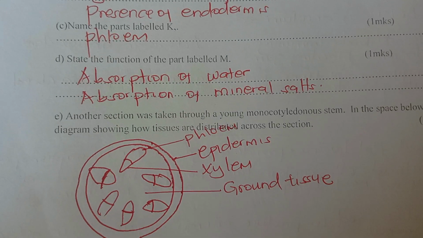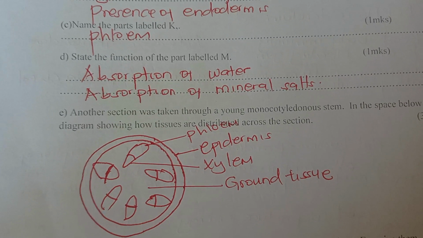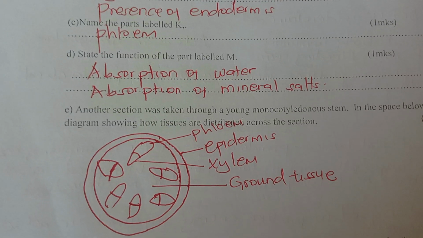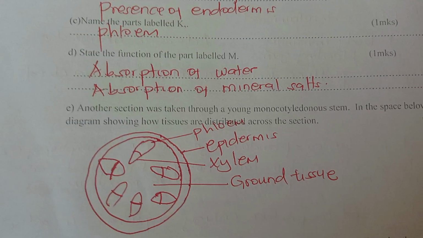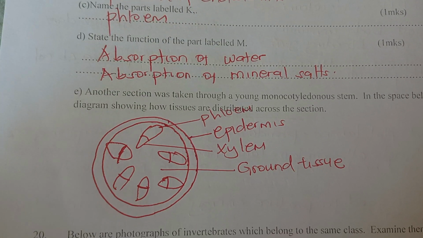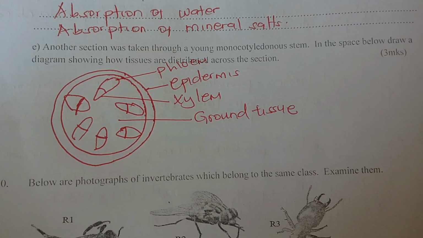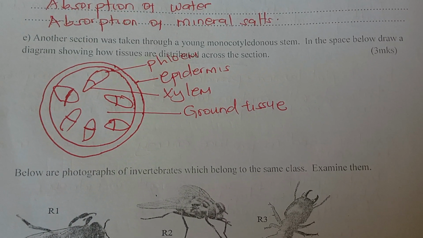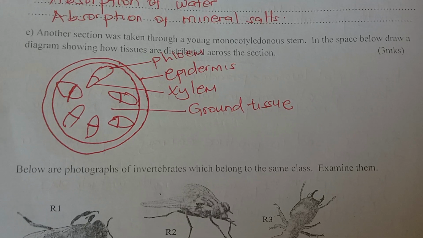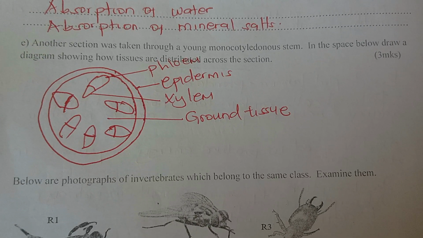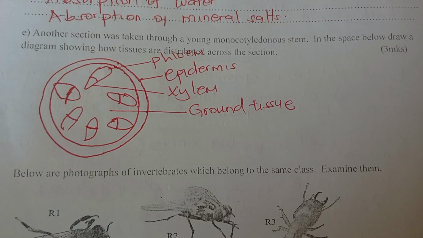Name the part labeled K, that is phloem, and then what is the function of M, which is xylem? It's absorption, root hair cell, absorption of water and mineral salt. That's 1 mark already. Then the section was taken through a young monocotyledonous stem. In the space you draw the same diagram. So that is how the monocotyledonous stem would look like.